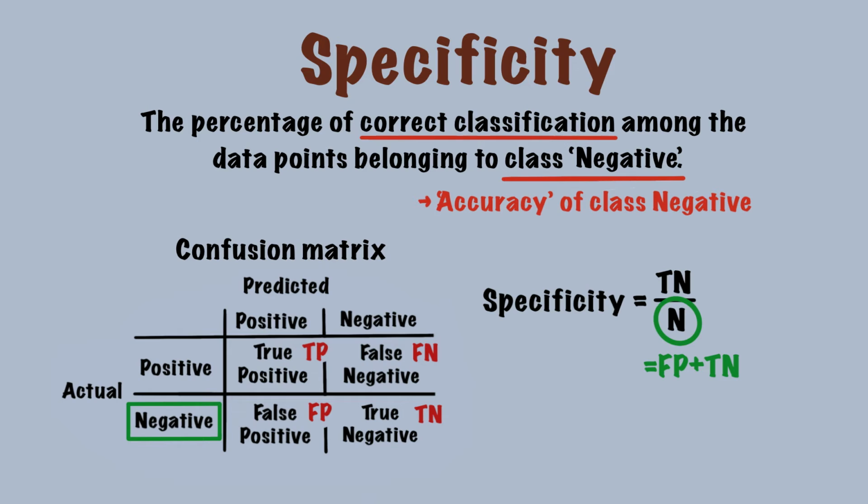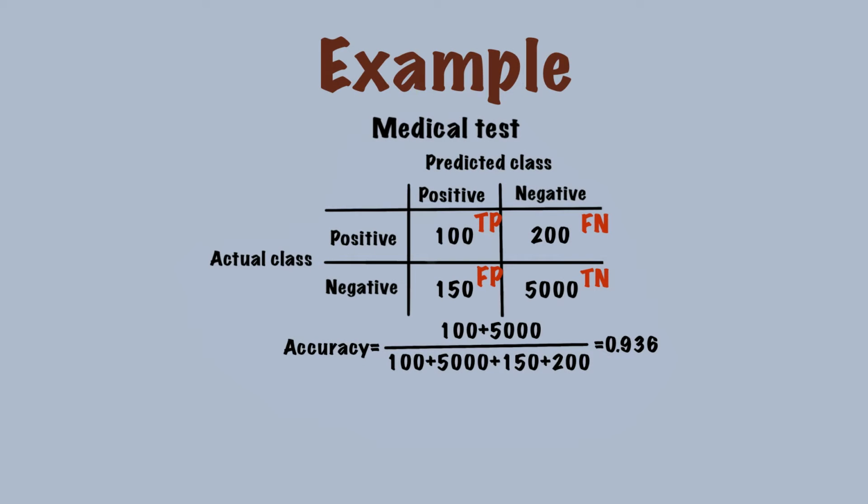A quick summary: sensitivity is the accuracy of the positive class, specificity is the accuracy of the negative class, and accuracy is the percentage of correct classification. Alright, let's look at an example. This is the example from the previous video, and the accuracy of this model is 0.936. The problem is, the model performs poorly in the class positive, but accuracy fails to reflect this issue because it only measures the overall performance of the model. That's why we need sensitivity and specificity.